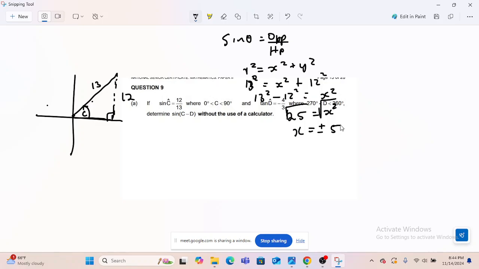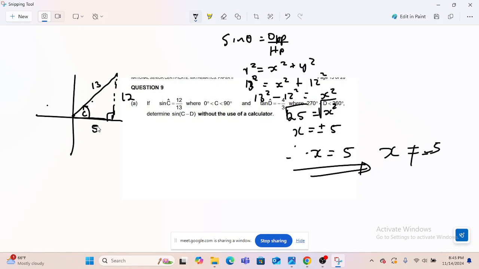Now, obviously, we need to pick the right one. We need to pick which value of x we're going to use. The determiner for that will be the quadrant. Which quadrant are you talking about? You're talking about the first quadrant, and the x values are positive on the first quadrant. So therefore, the correct value is x equal to 5, and x is not equal to negative 5. Okay, so here that will be 5 over there.